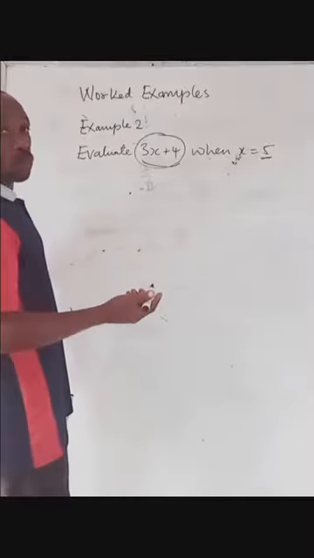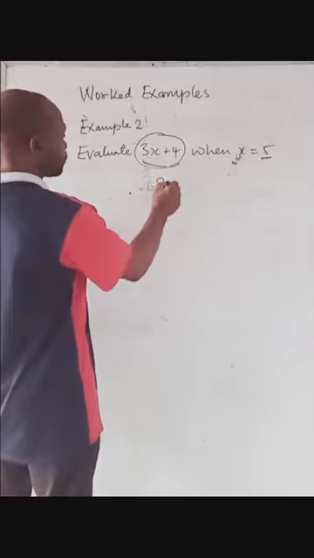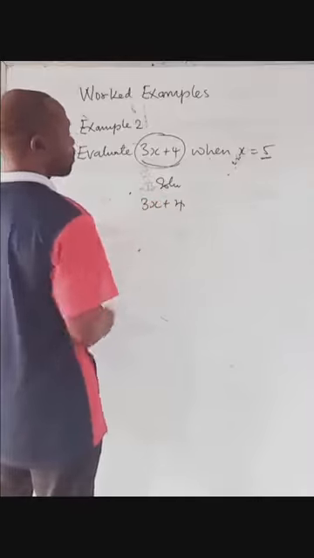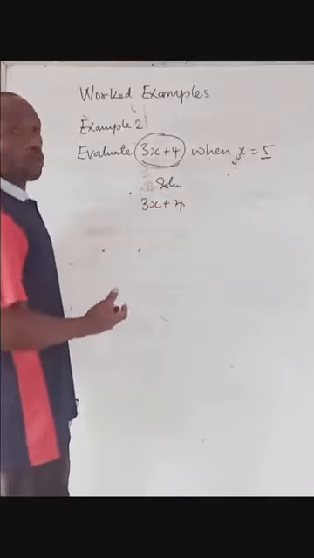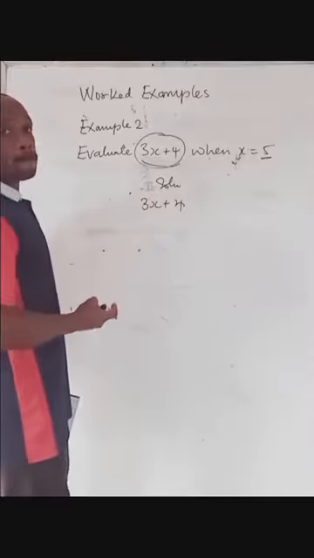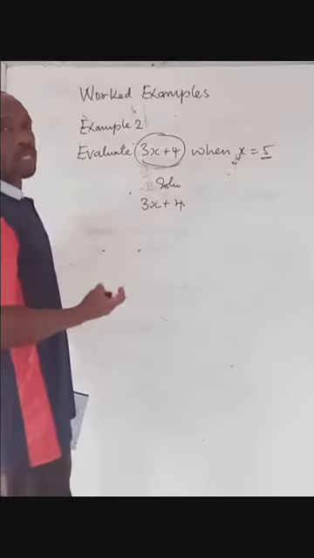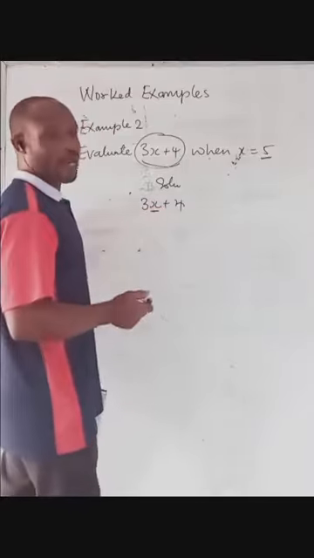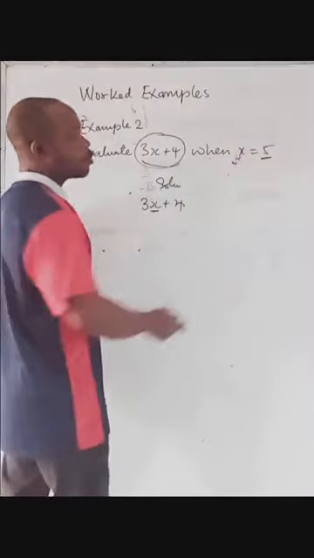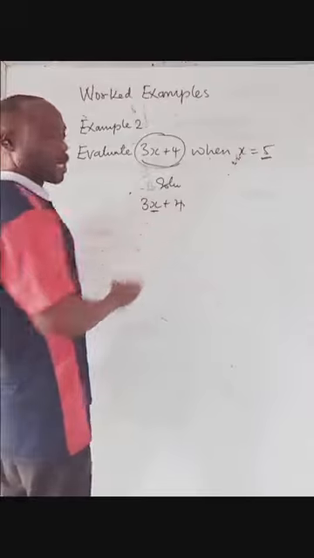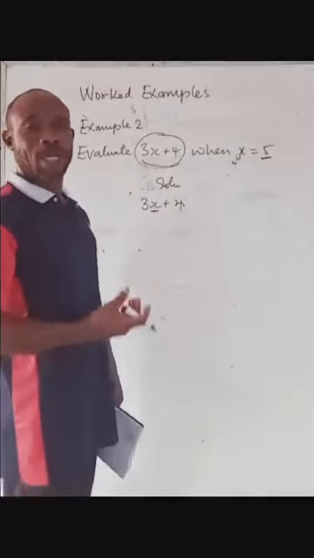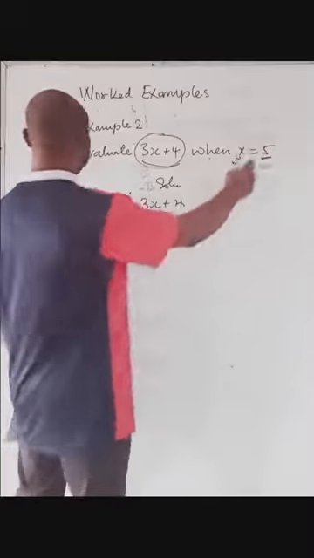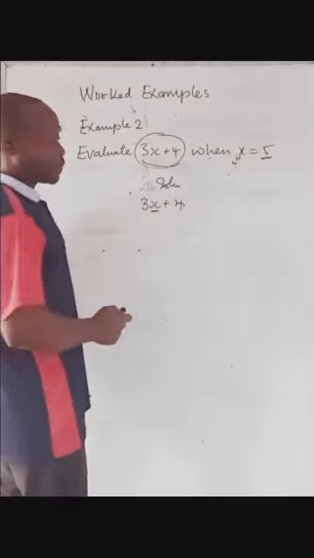So what are we going to do? Solution. The expression is 3x plus 4. How do we find the value of 3x plus 4? To get the value of 3x plus 4, we are going to replace x with the value 5. So we are going to put 5 in place of x in this algebraic expression. Now in mathematics, that is called substitution. So we are going to substitute the value of 5 in place of x.